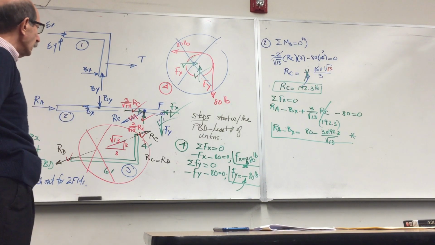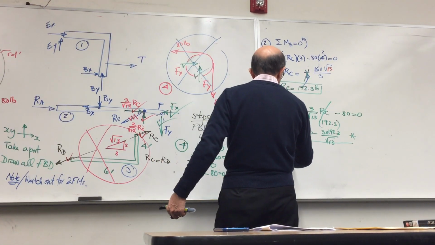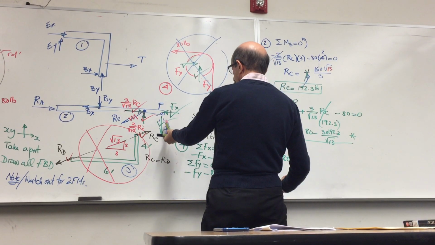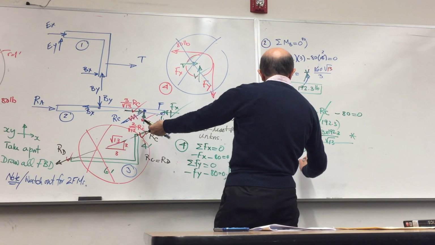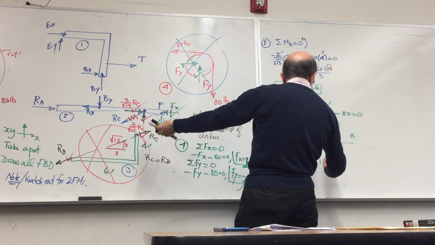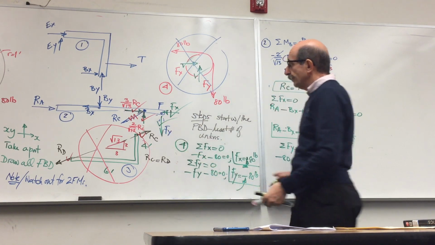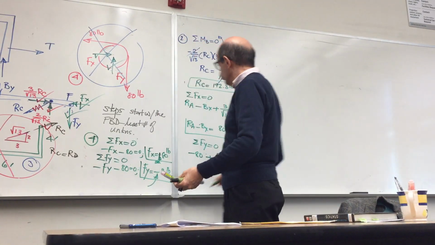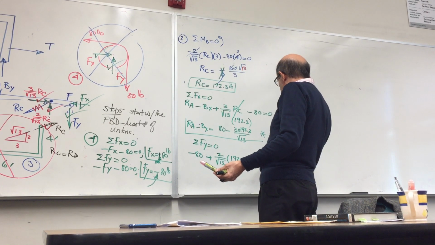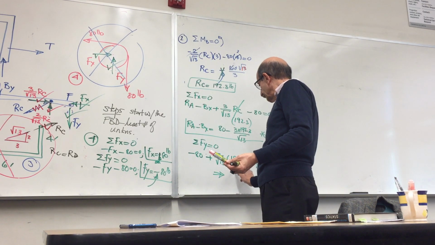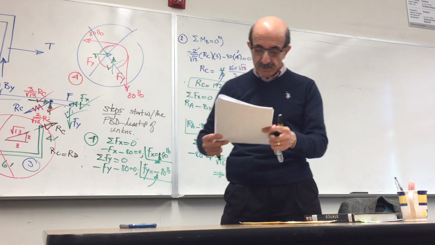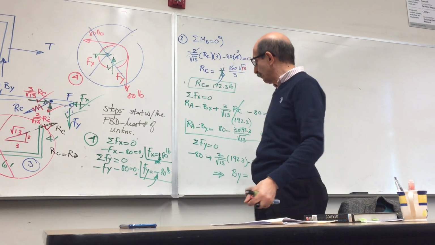Summation of forces along y is equal to 0 will give me negative Fy, negative 80, plus 2 over square root 13 RC, which is 192.3, minus By, and that's it, is equal to 0. So from that, I can get actually By, which comes out, and I have the answer here. By results as 26.7.